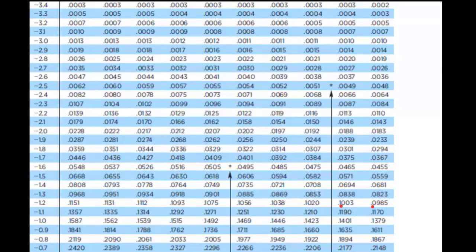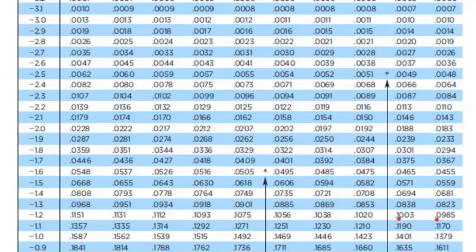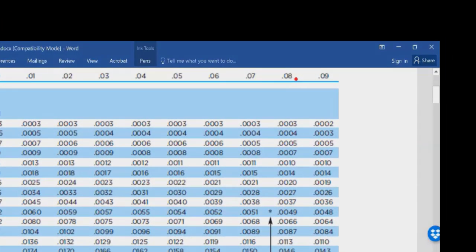I put a dot next to both of them. So it's really 0.1003, which is the closest. But if you went in between, it's fine. So if I'm looking at 0.1003, I'm reading negative 1.28, because this is negative 1.2 and this is 0.08. So that's how we do the read.